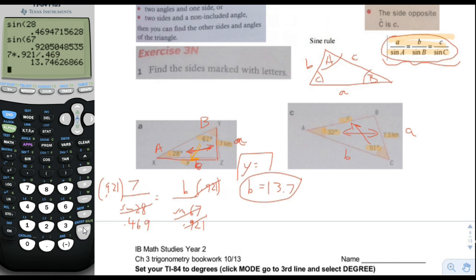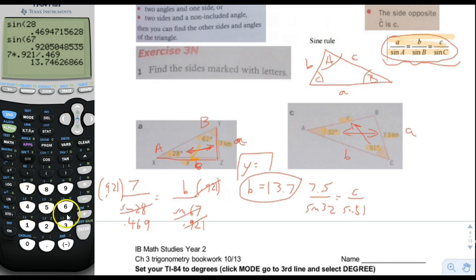Okay, so we're going to set up a sine rule, and we're going to use a over sine of big A equals small c over the sine of 51 degrees. Okay, and a we see is 7.5, so we're going to erase a and we're going to put 7.5. Big A is 32, so we're going to erase big A and we're going to put 32. And oh, I already wrote sine of 51 here. I meant to put sine of C, but you get what I mean.